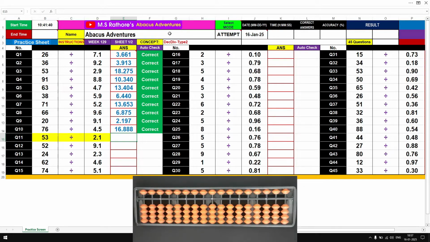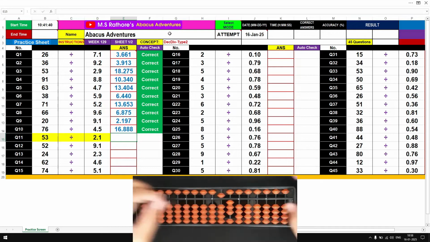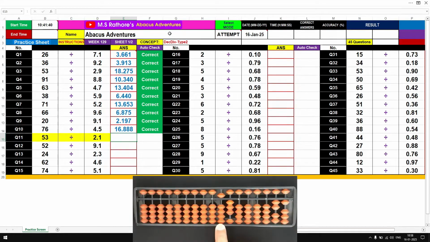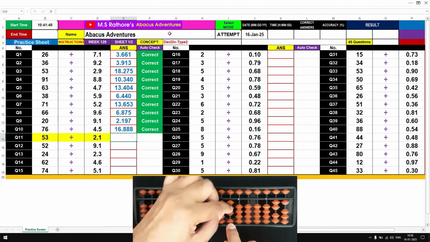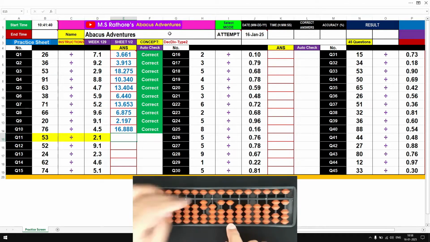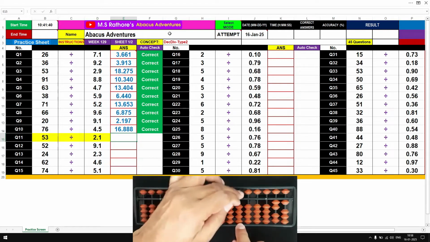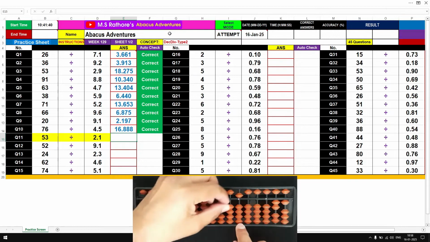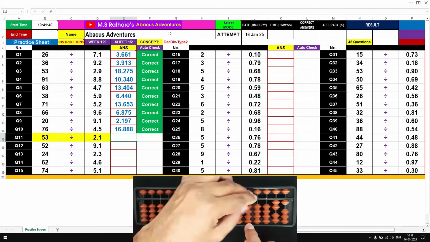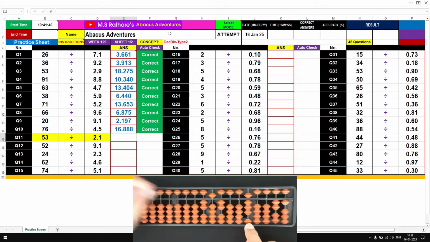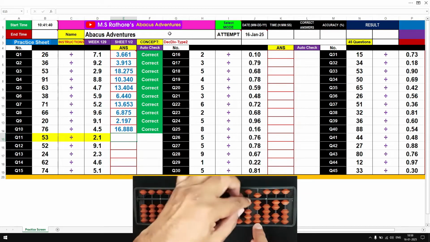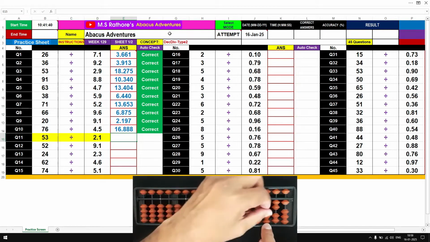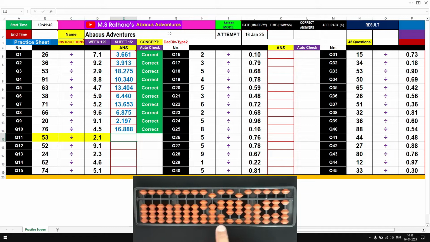Question number 11, 53 divided by 2.1, 53 divided by 21, my finger is below 5, 2 2s are 4, shifted, 1 2s are minus 2, new value is 11 now, 2 5s are 10, 1 5s are 5, new value is 5, 2 2s are 4, 1 2s are 2, new value is 8 now, 2 3s are 6, shifted, 1 3s are 3, new value is 17, 2 8s are 16, shifted, 1 8s are 8, and the answer is 25.238.